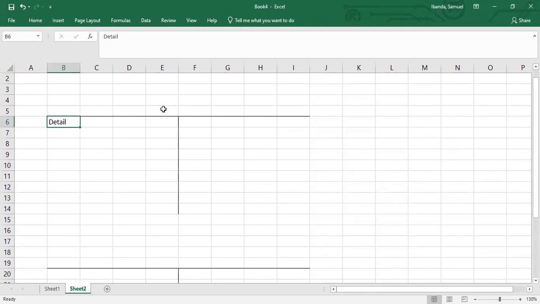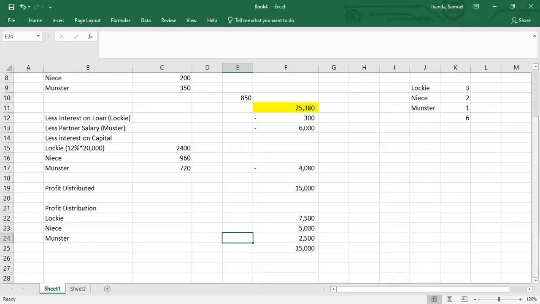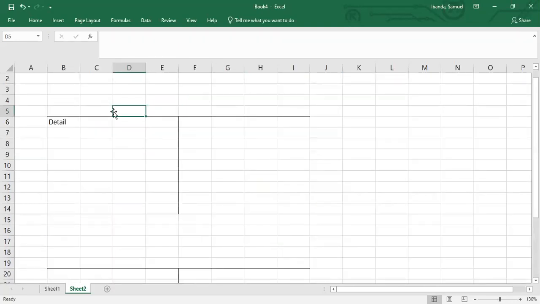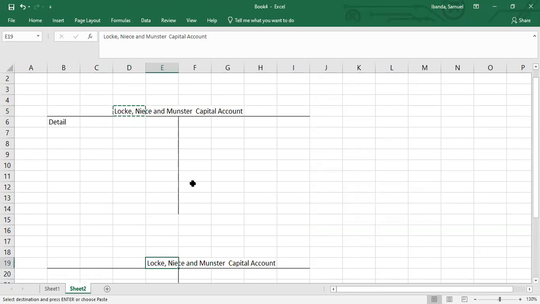So we can have a detail. Let this be the capital account. Let me just pick the title of this. This is Lucy, Niece, and Musta. I don't know which country these names might be, but for learning purposes, just appreciate. So Lucy, Niece, Musta. This is a capital account. And like I said, this is the current account.